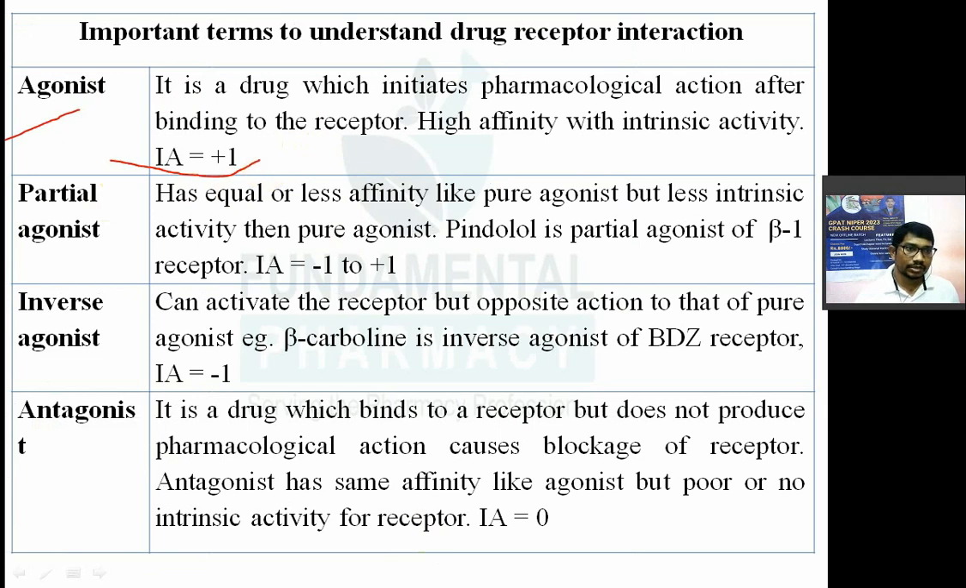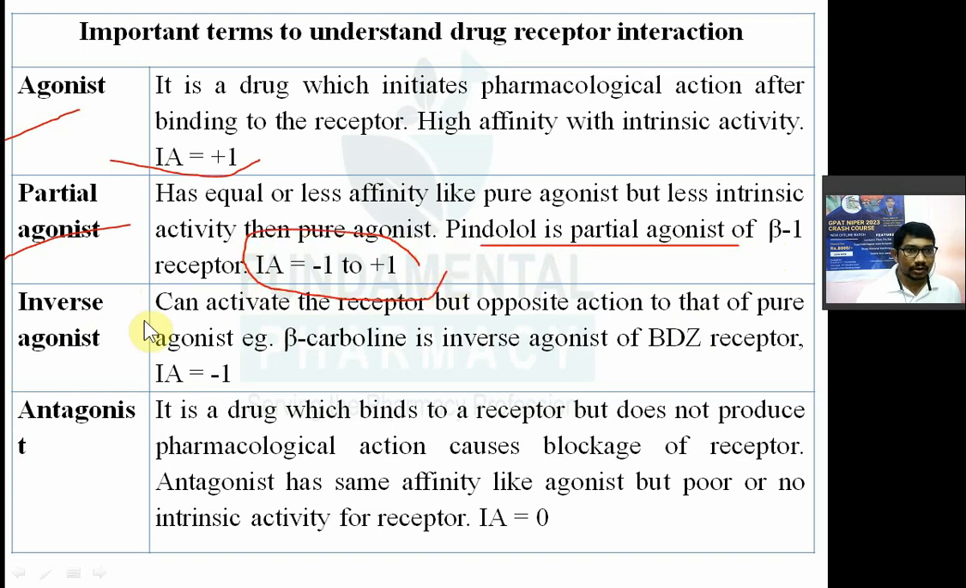Partial agonist is a drug which will combine with the receptor. It may have equal or less affinity than the pure agonist, but definitely it has less pharmacological activity, less efficacy or less intrinsic activity. For example, remember, pindolol is a partial agonist to the beta 1 receptor, so it has an intrinsic activity in a range of -1 to +1.